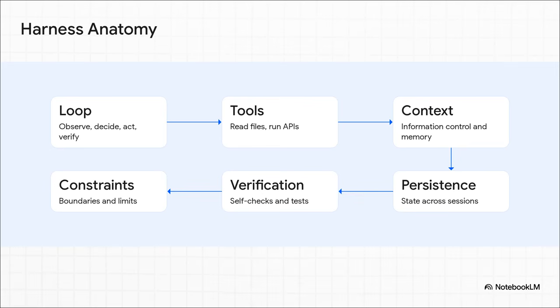4. Persistence, keeping the state across sessions, so if something crashes, you don't lose all your progress. 5. Verification, the self-checks and automated tests. And 6. Constraints, the absolute, hard boundaries detailing what the AI cannot do under any circumstances.